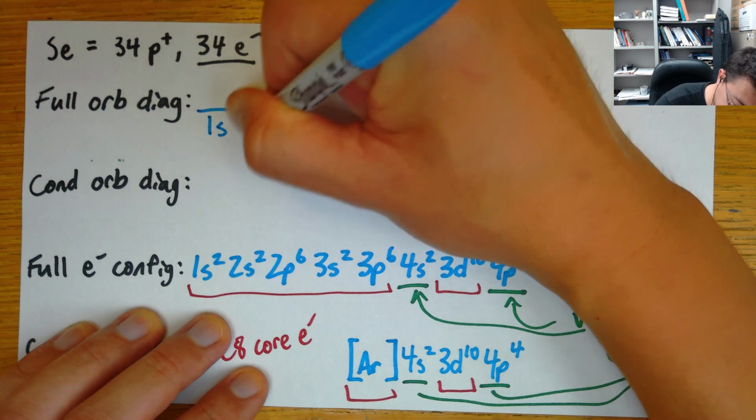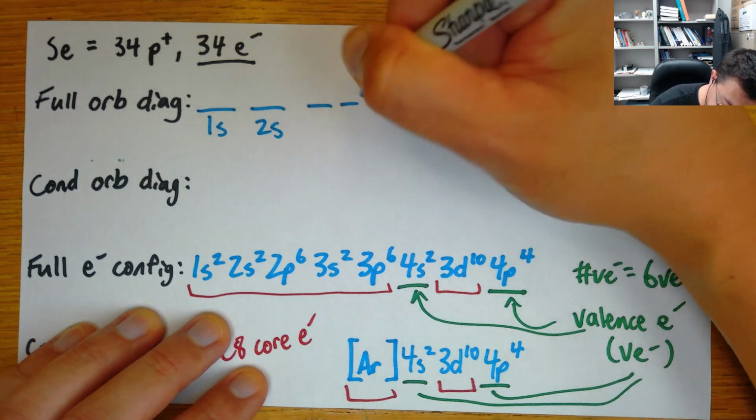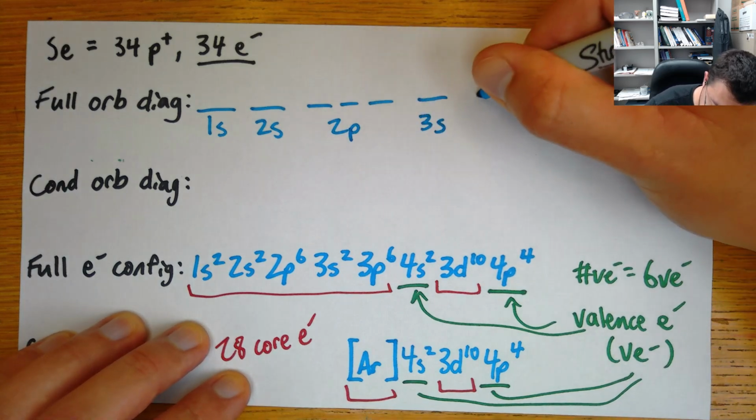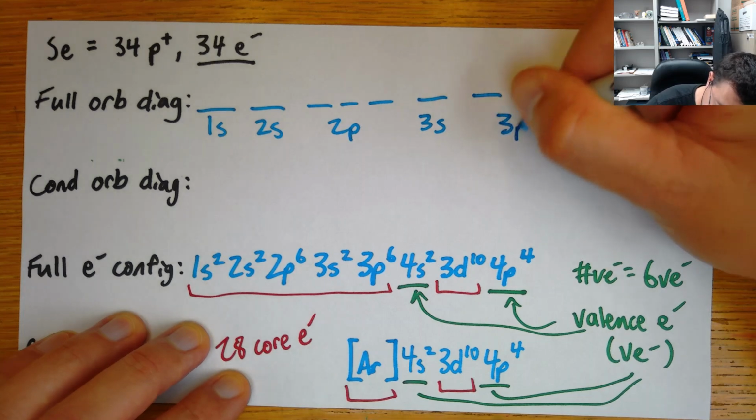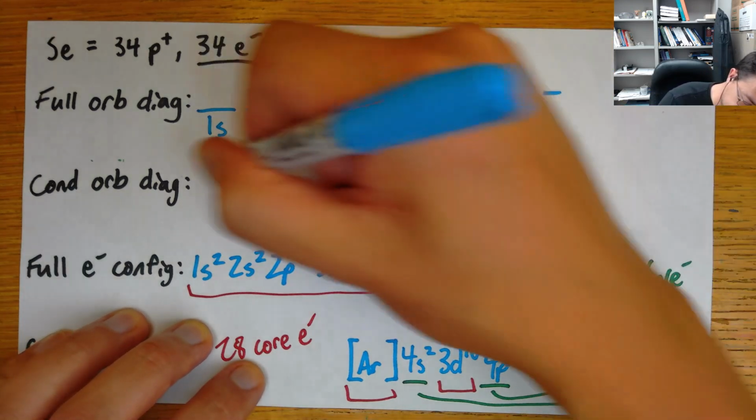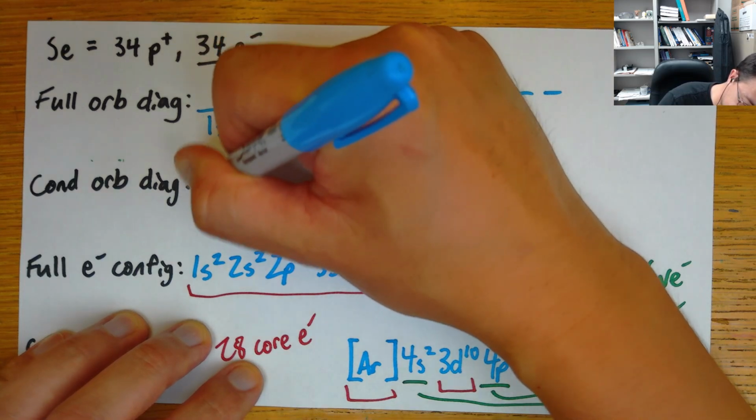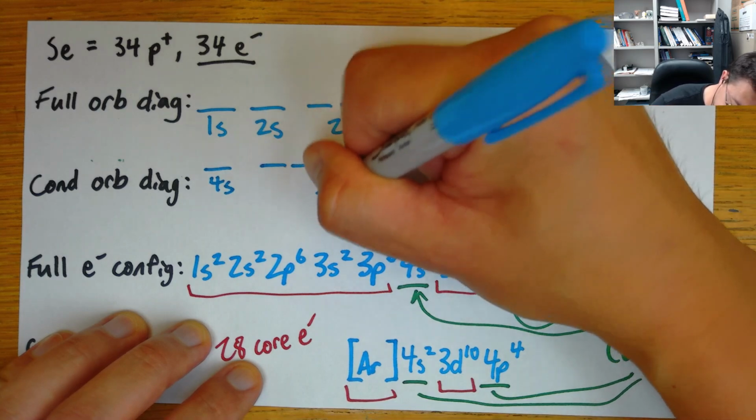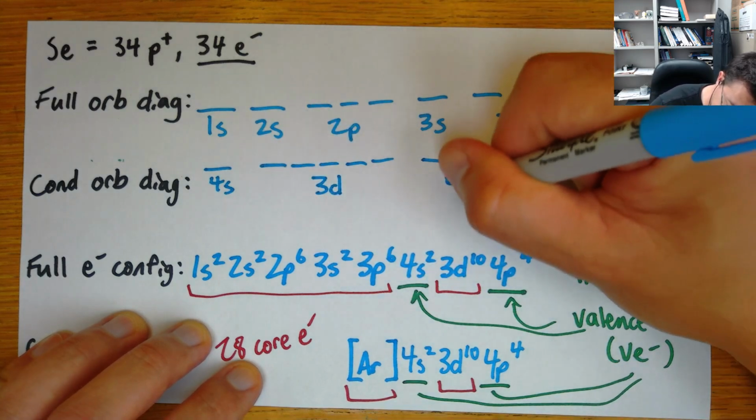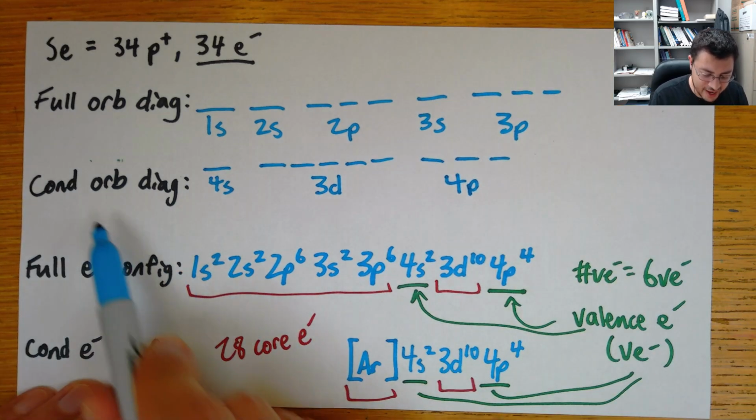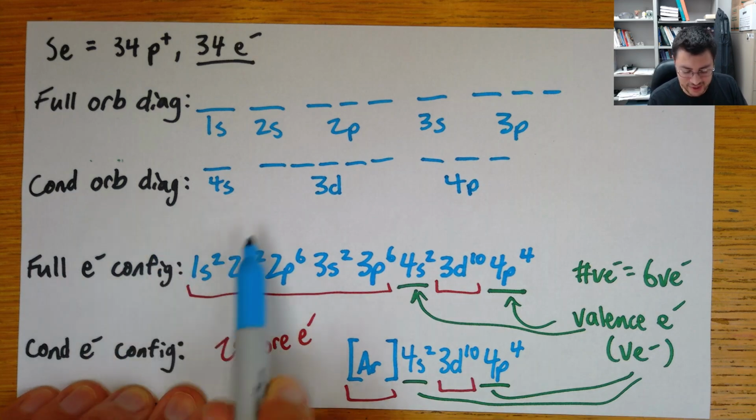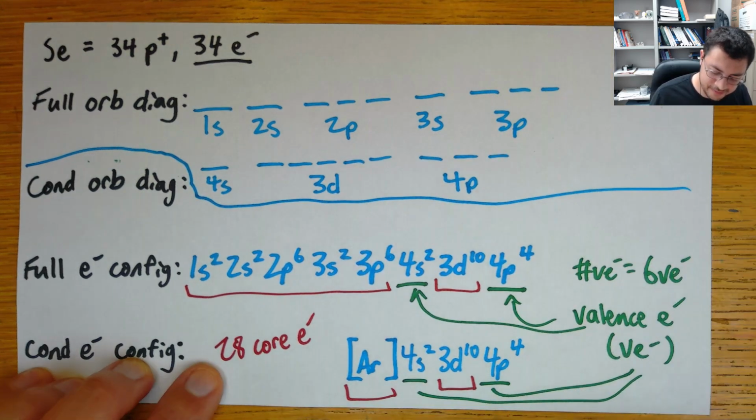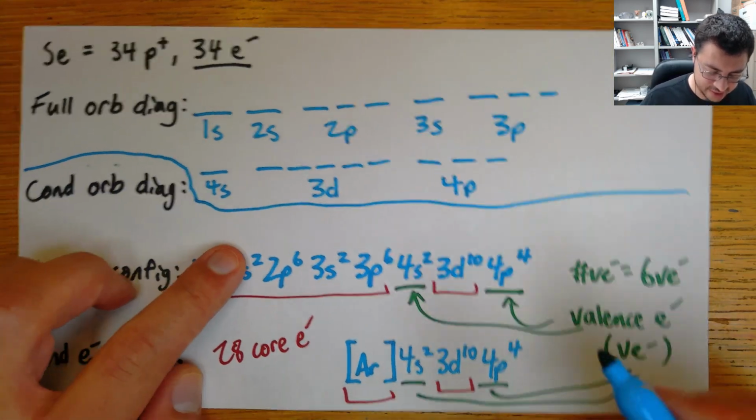1s, 2s, 2p, 3s, 3p, 4s, 3d, 4p. Looks like I ate up my room for the condensed orbital diagram. I'll just squeeze that right here. We'll do that last. All right, so here we go.